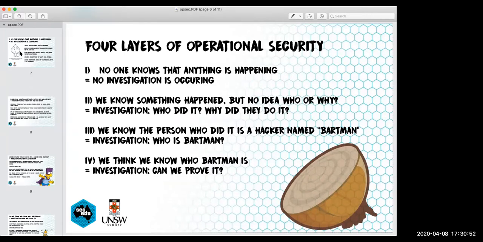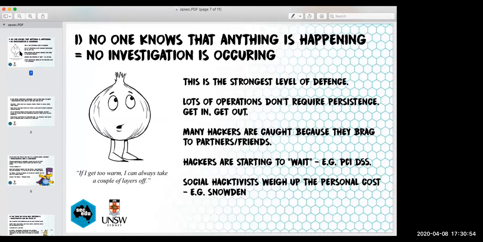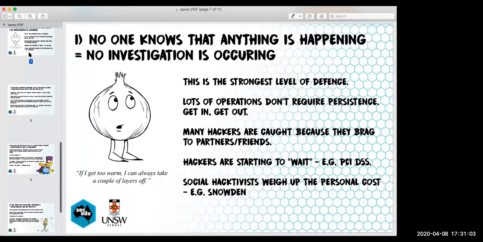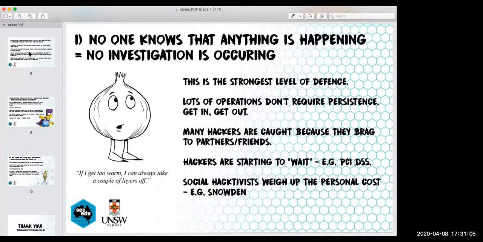All right, I'll just move on, and I'll go a little bit deeper into each of those layers. So definitely this first layer of operational security, the fact that no one knows that anything is happening and no one is investigating, this is the strongest level of defense. And lots of attackers will break into networks, and historically there's this concept in hacking called persistence, which basically means you install malware, you install rootkits, so that you can always get back into the environment.